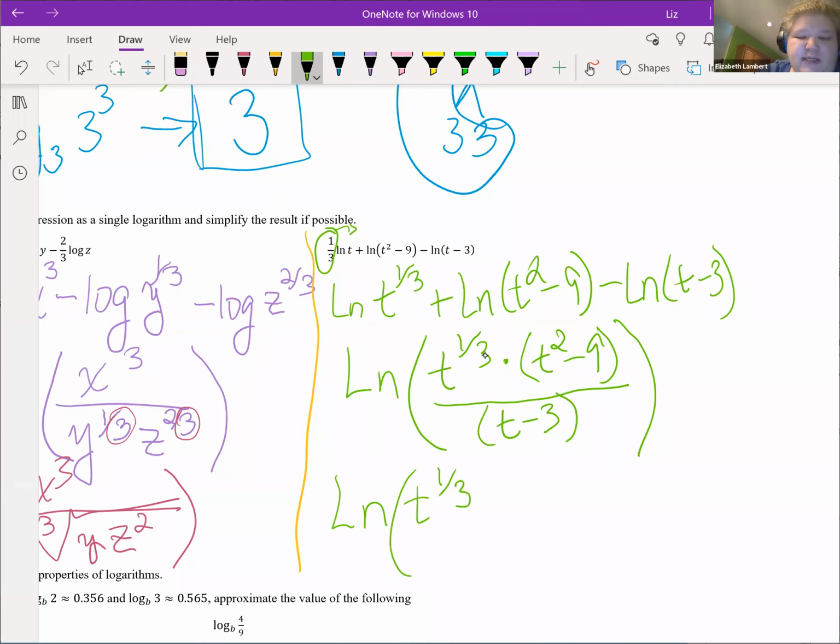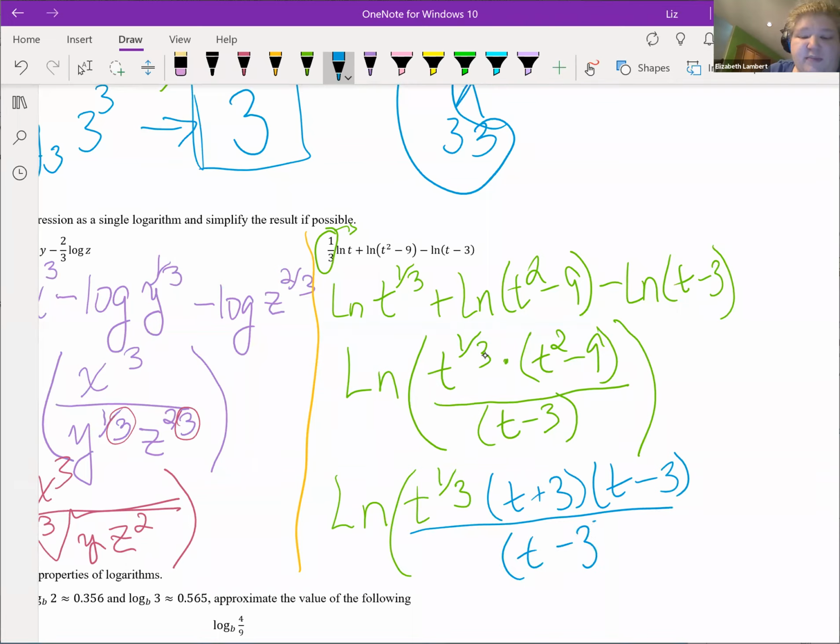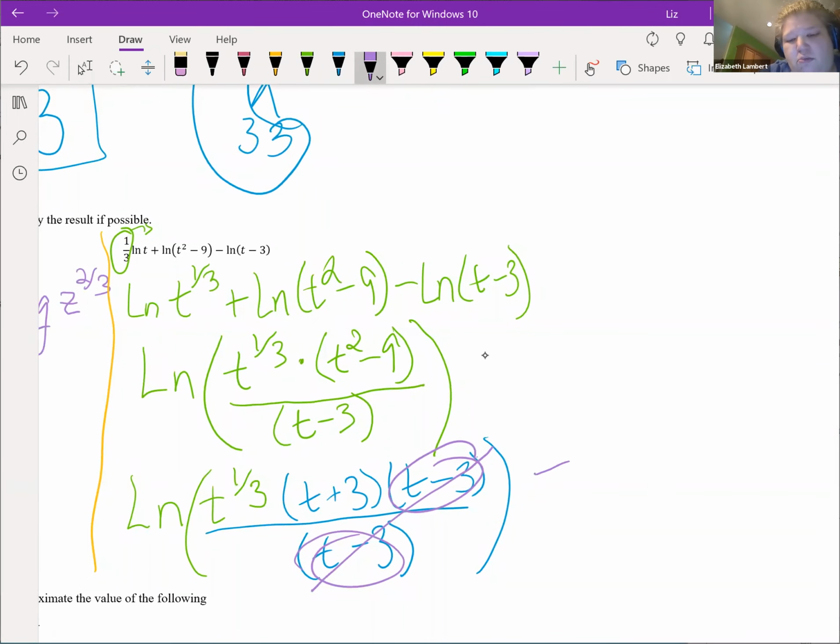So the t to the 1/3 is going to stay, but that t squared minus 9 is the same as, because it's a difference of squares, t and t, 3 and 3, one gets plus, one gets a minus, and woo, there's that t minus 3 on top and that lovely t minus 3 on the bottom. Bada bing, bada boom, they cancel. And so now we're left with a nicer looking, we don't have to type a fraction in the whole logarithm now. So it's just the natural log of t to the 1/3 times t plus 3.